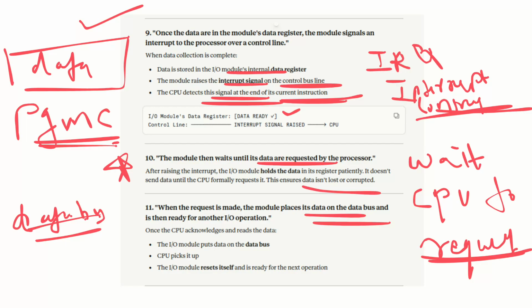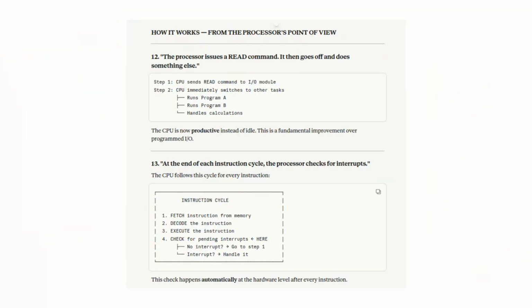The operation is completed. The IO module sends an interrupt request signal through the interrupt control line. The CPU detects that signal at the end of the current instruction only. The IO module waits until the CPU requests that data. Only when it requests will the module give the data, to ensure data is not lost or corrupted. When the request is made, the IO module puts the data on the data bus and the CPU picks it up. Now the IO module is reset and ready for the next operation.